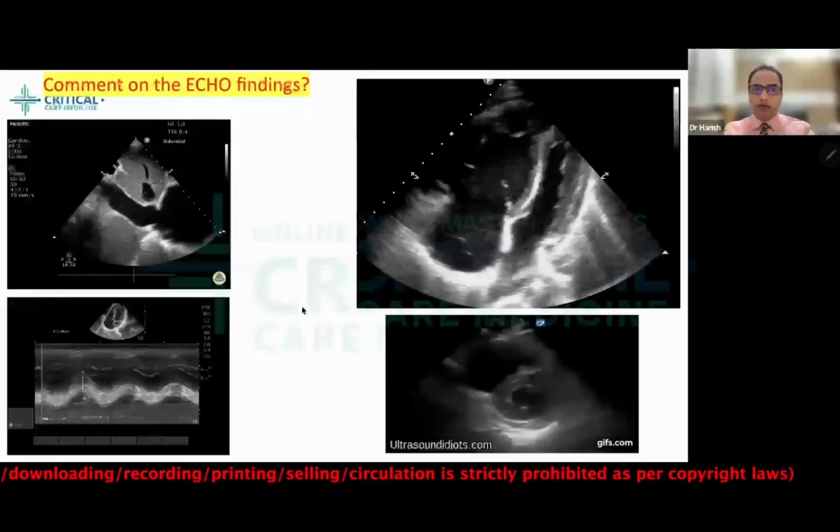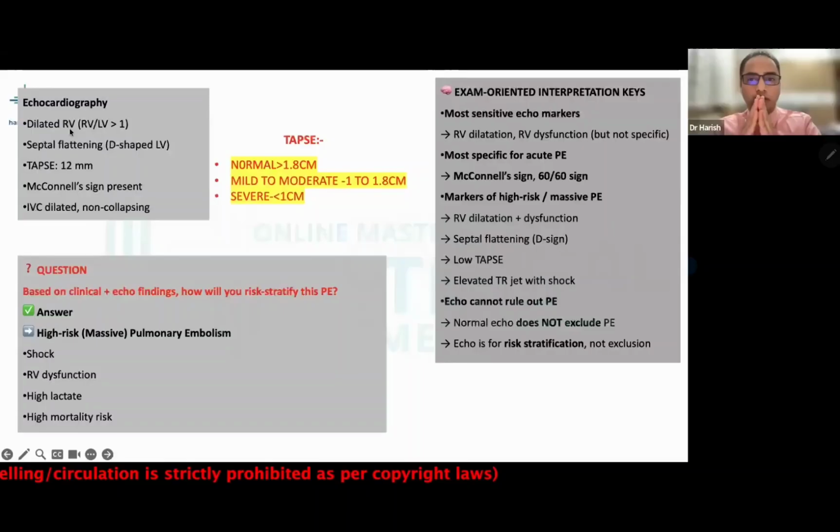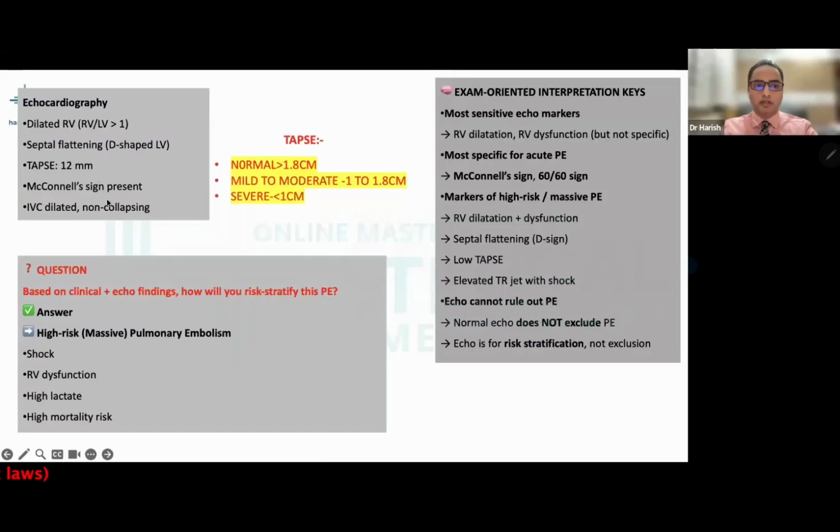Okay, so comment on the echo findings here. So echo shows a dilated RV, RV to LV ratio is more than 1. So septal flattening, D-shaped LV is there, TAPSE around 12. So McConnell sign is present, IVC dilated and non-collapsing. So this is the overall interpretation.